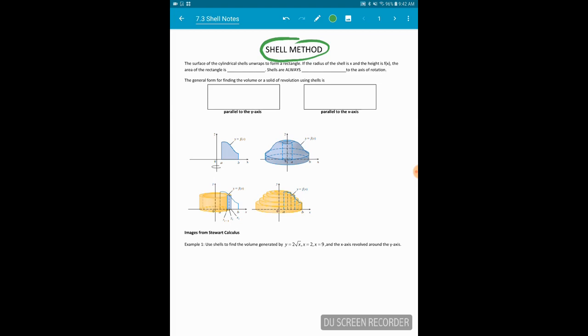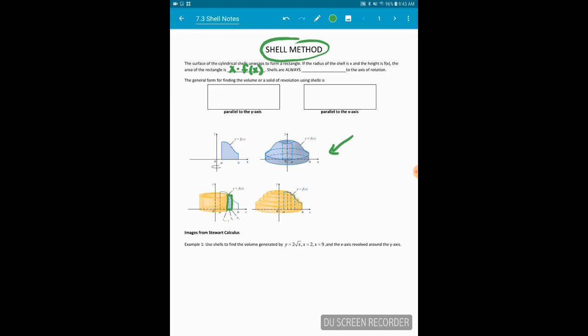If the radius of the shell is x and the height is f of x, the area of the rectangle is x times f of x. And we can see that if we look at these pictures down here. If we have some sort of curve y equals f of x and we're rotating it around the y-axis, we end up having some sort of rectangle that has a certain width, and the sum of all of those widths, as we make them really, really close to zero, will end up covering everything as we move along.